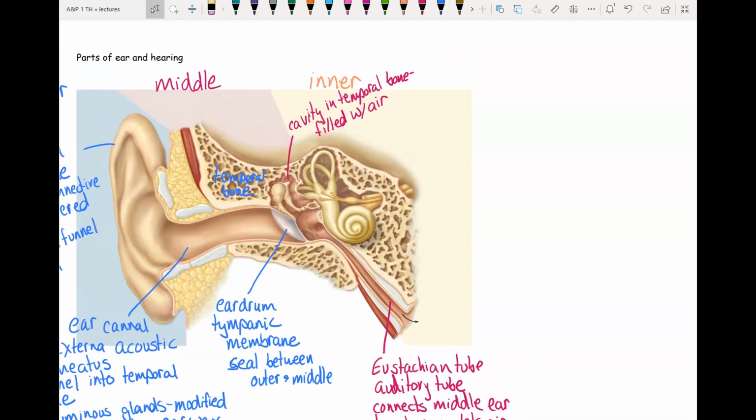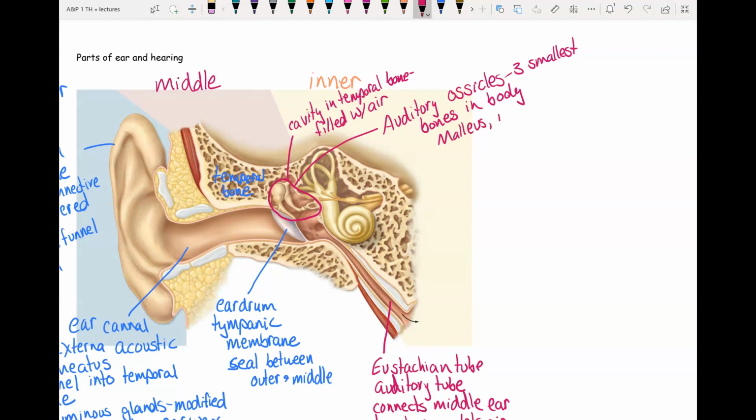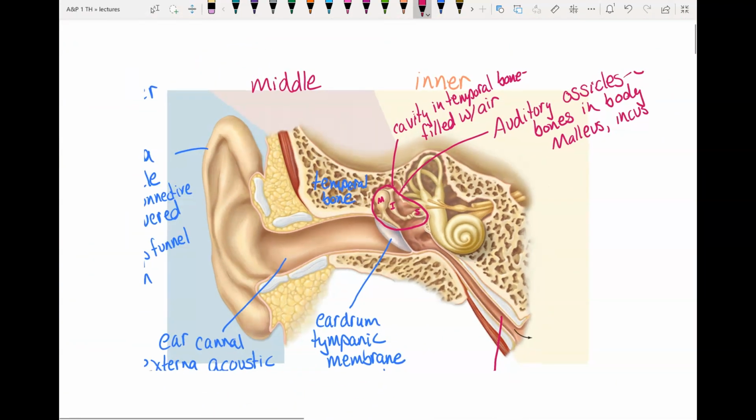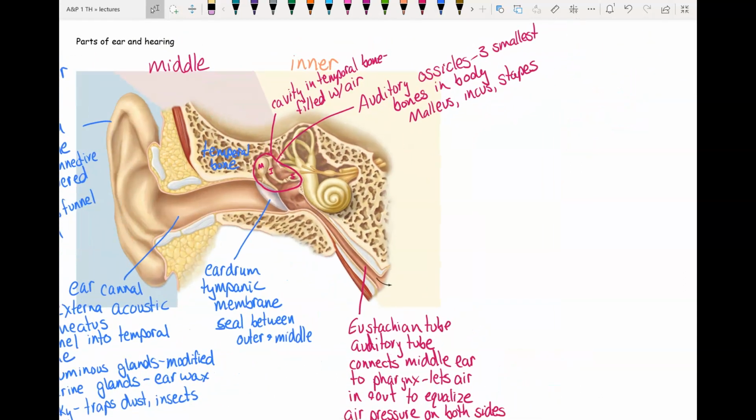Also, within the middle ear, you have these bones. Right here are 3 bones called the auditory ossicles. These are the 3 smallest bones in the human body. And they are the malleus, incus, and stapes. So this one is the malleus, this is the incus, and this one is the stapes. Their job is to transmit sound waves, and they also amplify them.